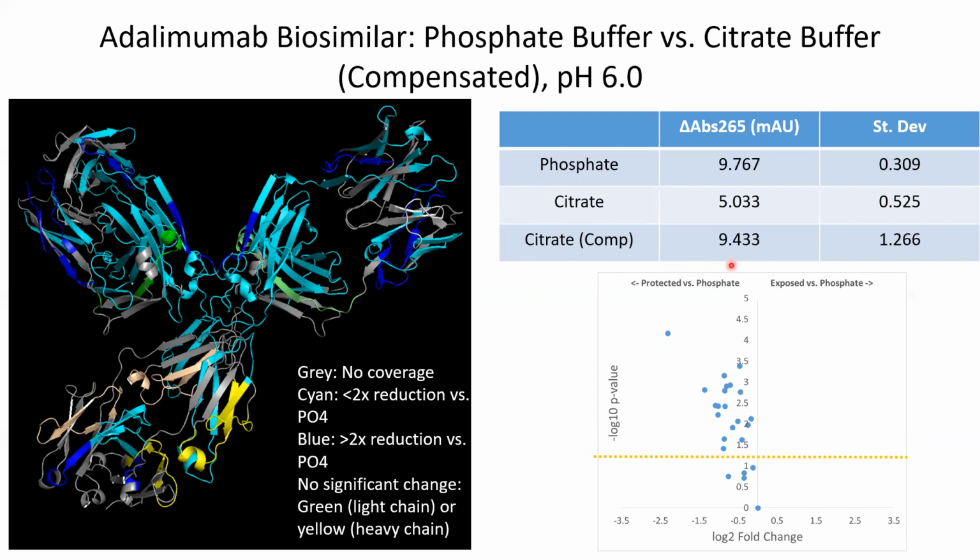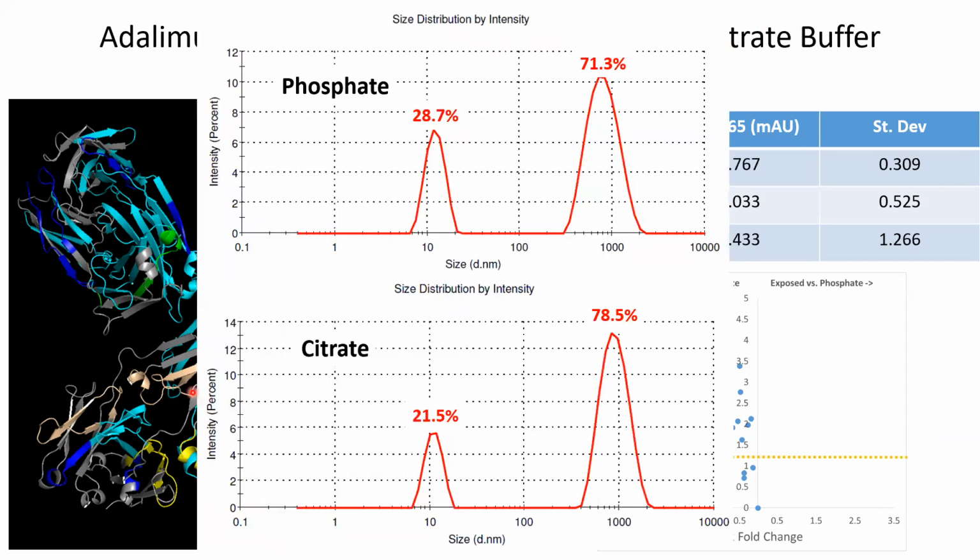No. In this particular case, citrate buffer does cause the protein to aggregate, as we can tell from our dynamic light scattering data. In phosphate buffer, we have 28.7% of our dynamic light scattering intensity in the antibody monomer, and 71.3% of our DLS intensity in this large aggregate. When we change to citrate buffer, that equilibrium shifts, so we have less of the monomer and more of the aggregate by about 7% of the DLS intensity.